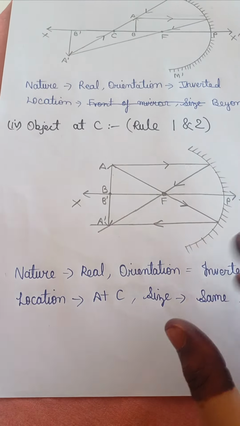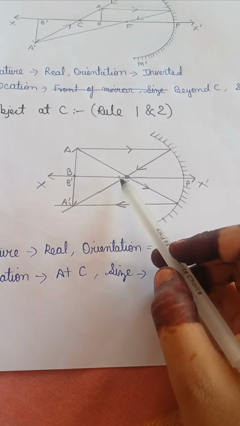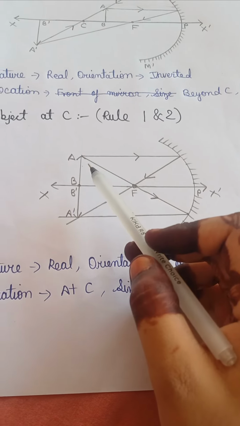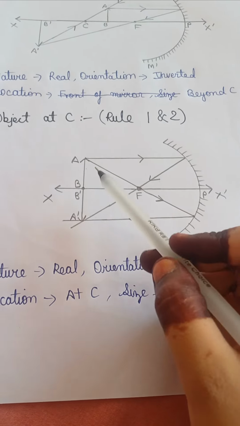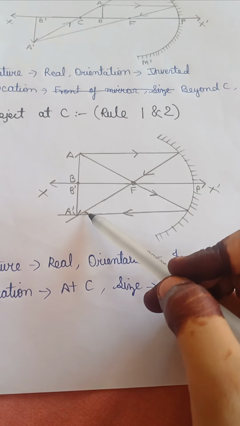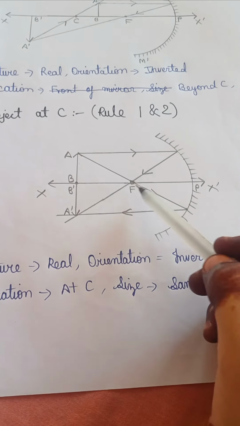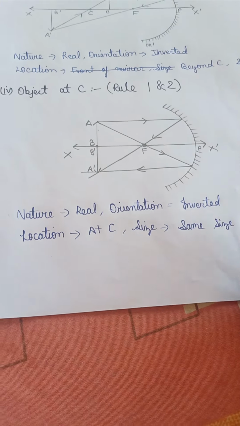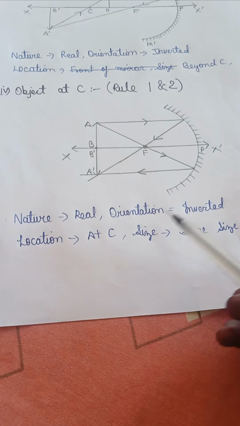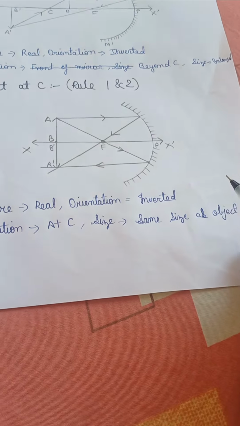Now coming to the fourth case, object at C. Whenever the object is at C, the image will be of the same size and at the same place. As you can see here, the first rule is implemented and the second rule is also implemented. The nature will be real, orientation will be inverted, location will be at C, and size will be the same as the object.